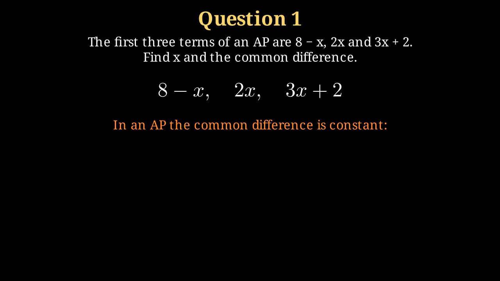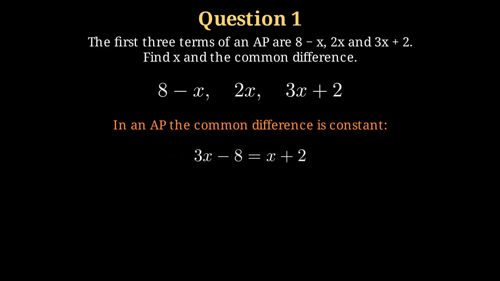In an arithmetic progression, the gap between one term and the next is always the same. That gap is called the common difference. So the second term minus the first equals the third term minus the second. Let's write that out. 2x minus the quantity 8 minus x equals 3x plus 2 minus 2x.